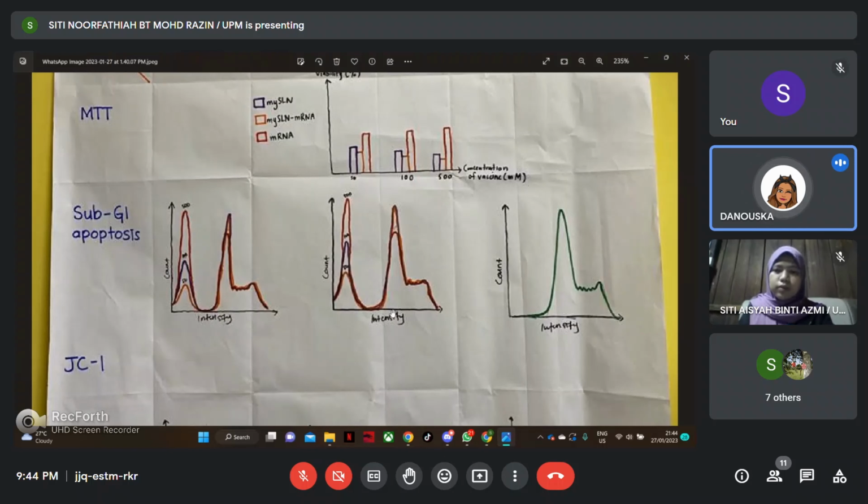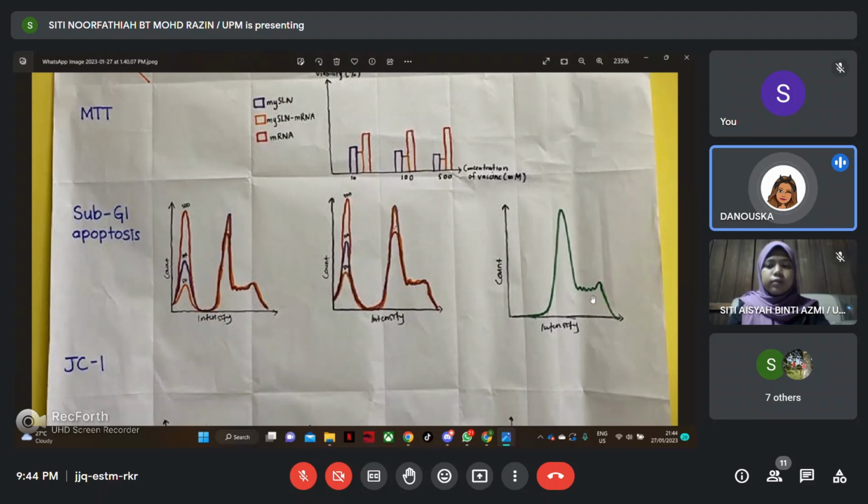When you observe the first graph under the my SLN only, it's just the nanoparticle itself. When the nanoparticle itself is introduced into a cell, it will definitely show a certain level of toxicity. We showed a high peak for the 500, the highest is 500 at the sub-G1. Moving on to the next graph, which is the nanoparticle with the mRNA, we see quite similar results to the first graph, with a peak also in the sub-G1 phase.